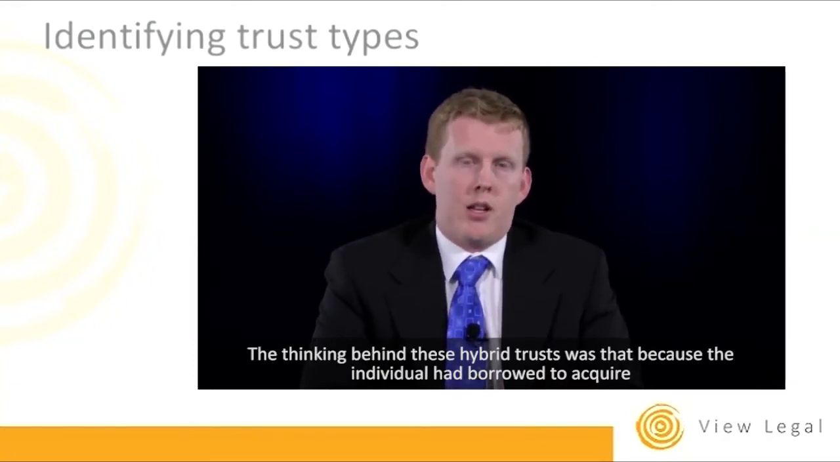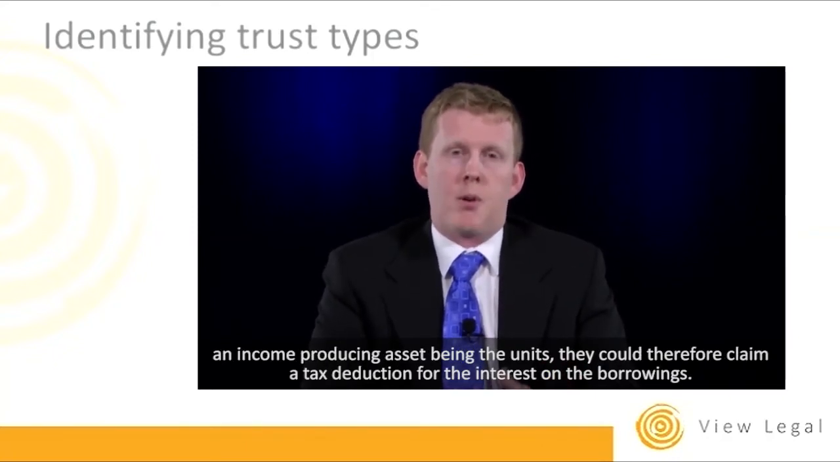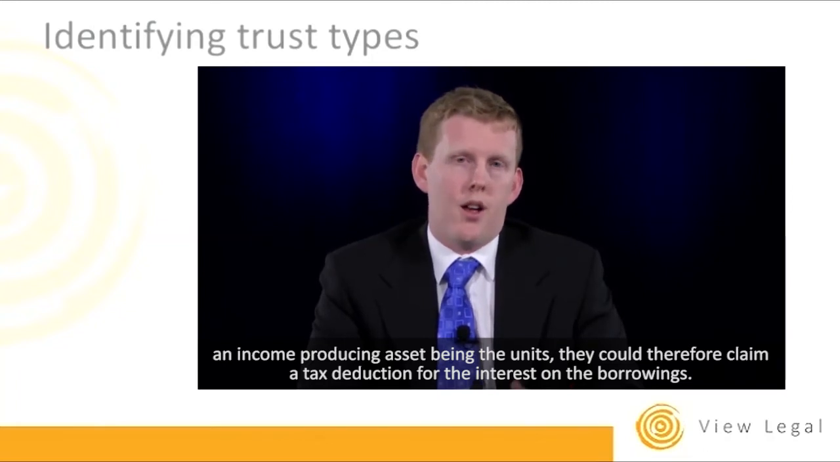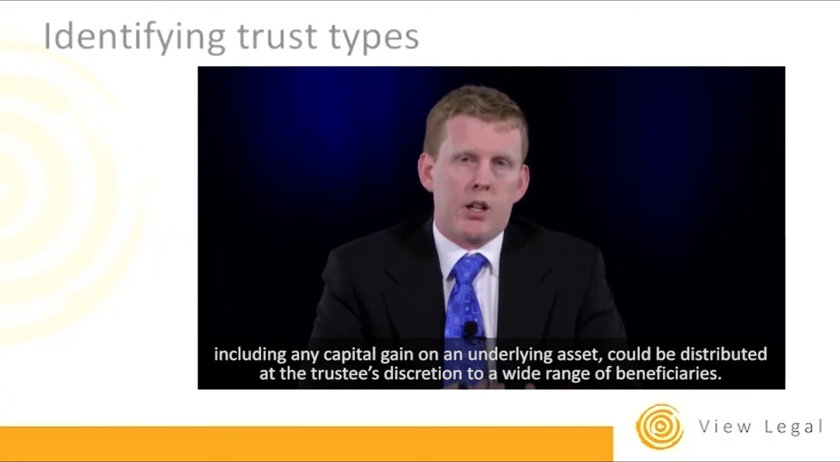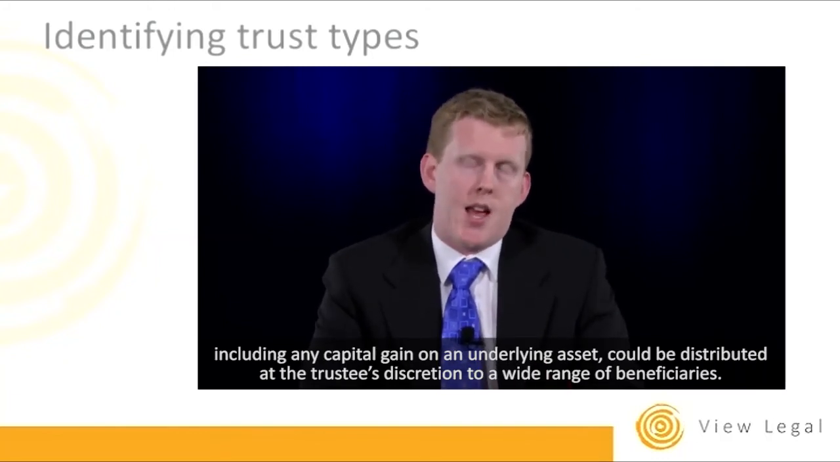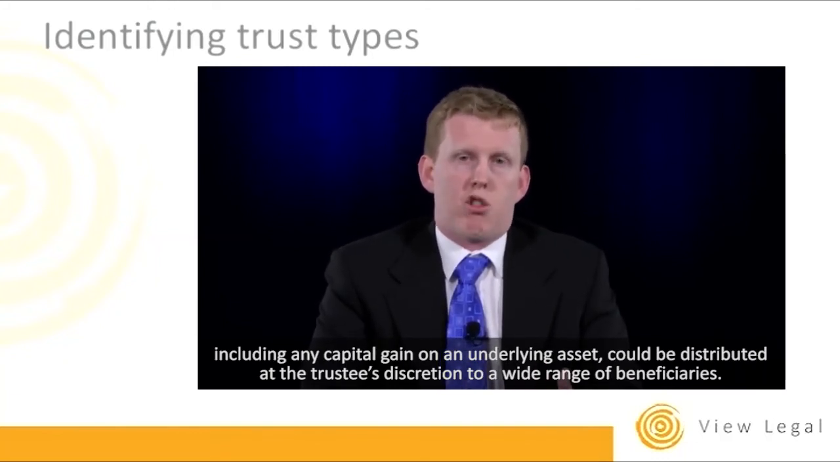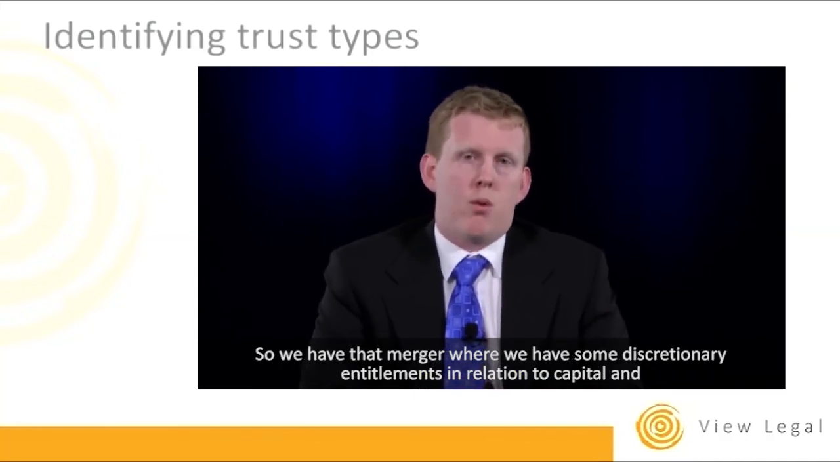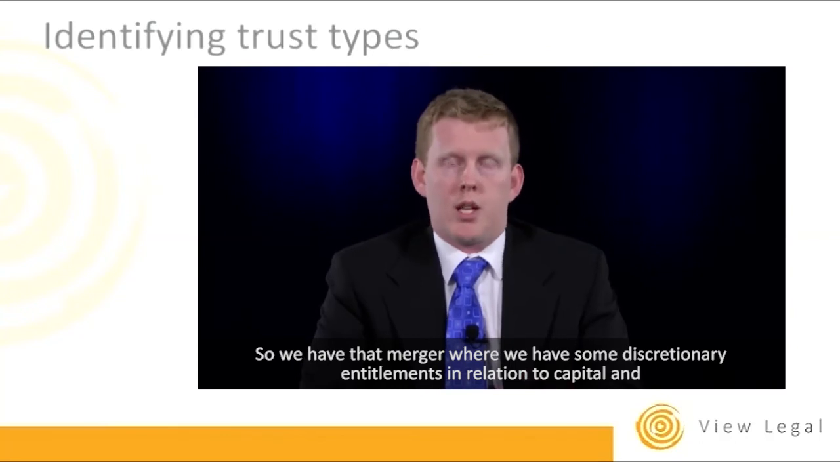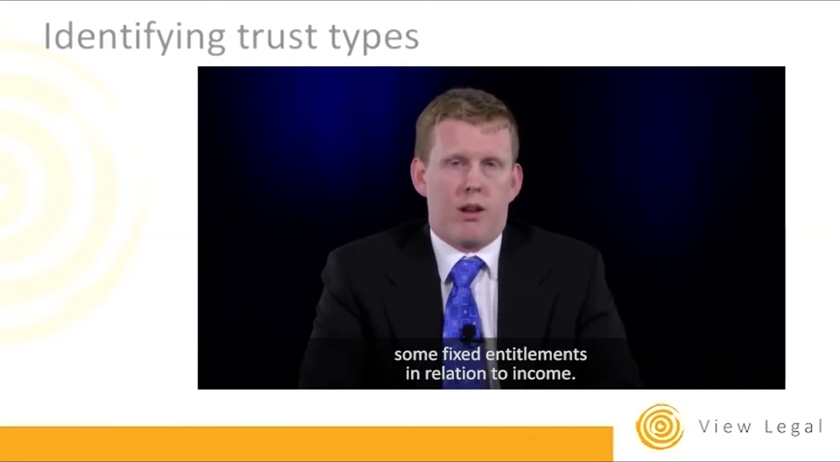And the thinking behind these hybrid trusts was that because the individual had borrowed to acquire an income-producing asset, being the units, they could therefore claim a tax deduction for their interest on the borrowings. But that trustee would then have a separate provision which said any capital that may be accumulated by the trust, including any capital gain on an underlying asset, could be distributed at the trustee's discretion to a wide range of beneficiaries. So we have that merger where we have some discretionary entitlements in relation to capital and some fixed entitlements in relation to income.